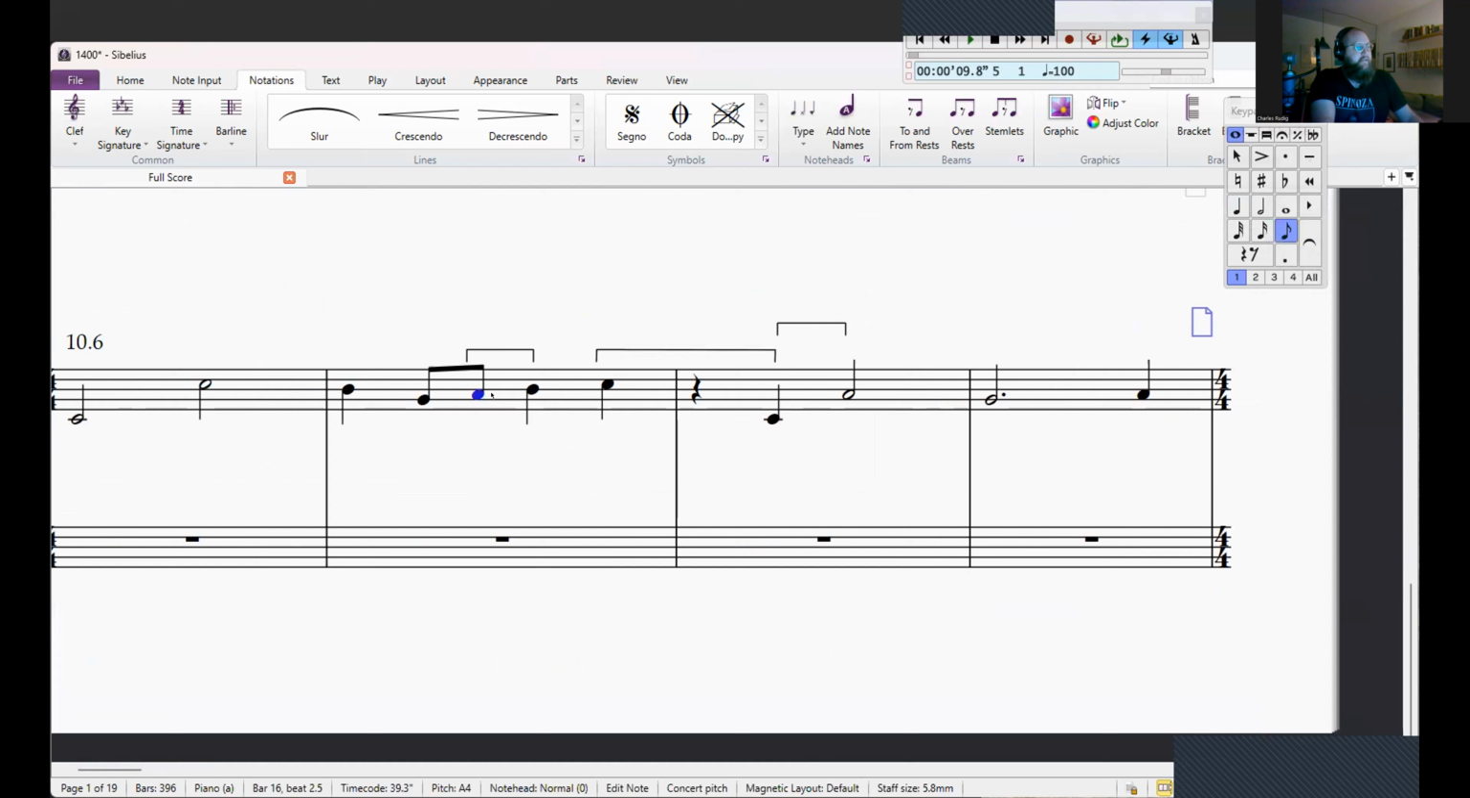So I've got A here, and we've got B here. So that is a harmonic interval, the two notes on top of each other, whichever way is easier for you to read it, the same thing.